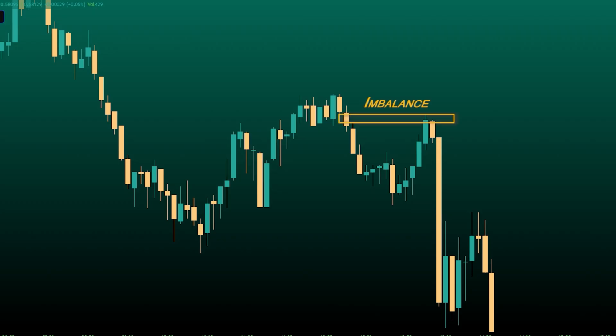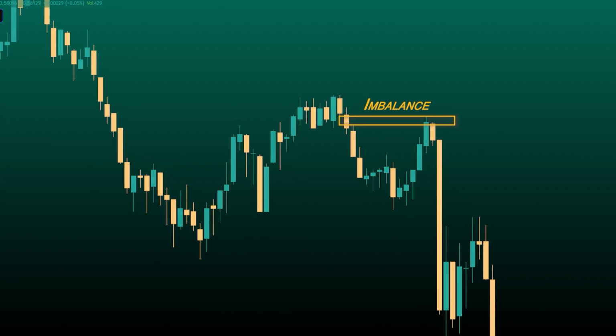Price often comes back later to fill the gap, because the market wants to rebalance liquidity. So instead of chasing the move, traders wait for the price to return to the fair value gap zone. When price enters the zone, you watch for a rejection or confirmation, and that's where the opportunity appears. This is one of the most powerful concepts used in institutional trading.